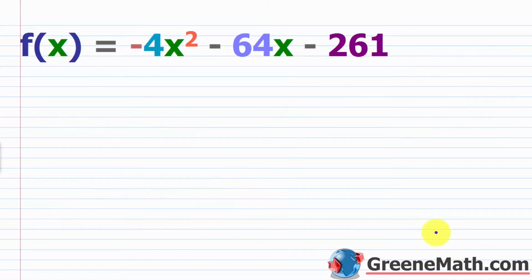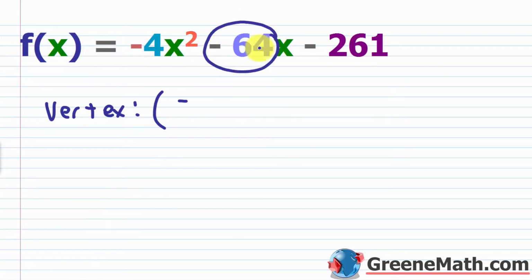All right, let's just do one more of these. It's good to get a lot of practice because when you start graphing these things, you need to know how to do this off the top of your head. All right, so we have f of x equals negative 4x squared minus 64x minus 261. Again, the vertex will occur at negative b. B in this case is negative 64. So the negative of negative 64 is positive 64 over 2 times a. A is negative 4. 2 times negative 4 is negative 8.